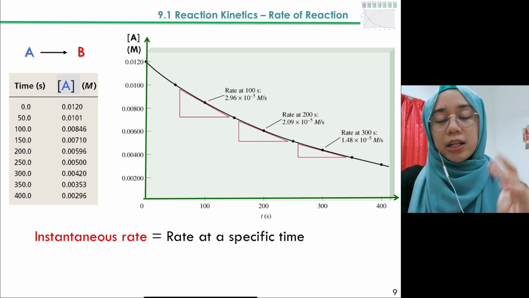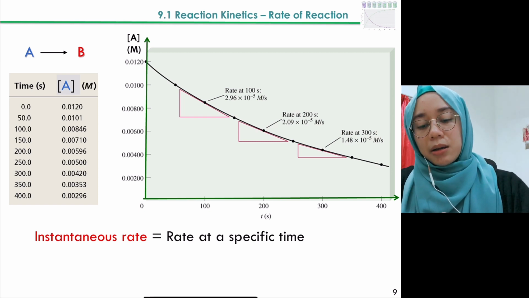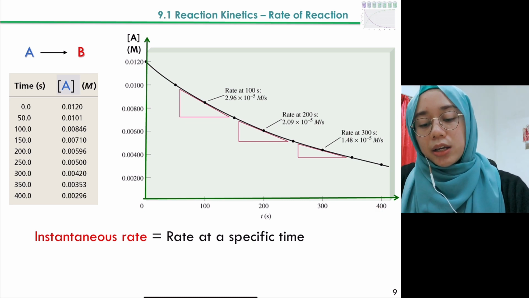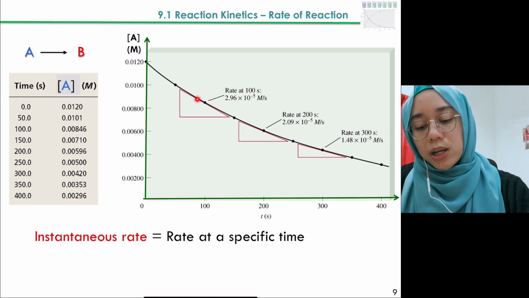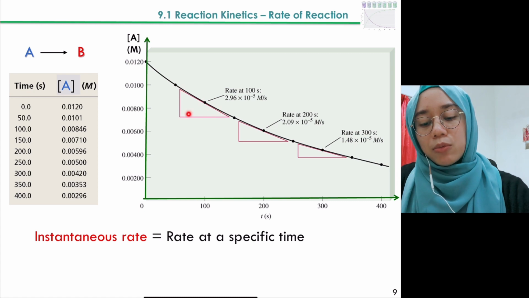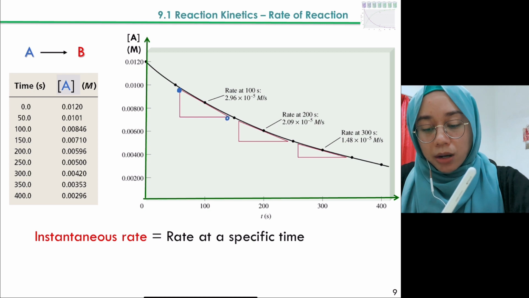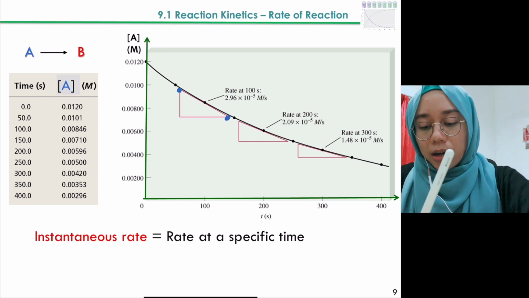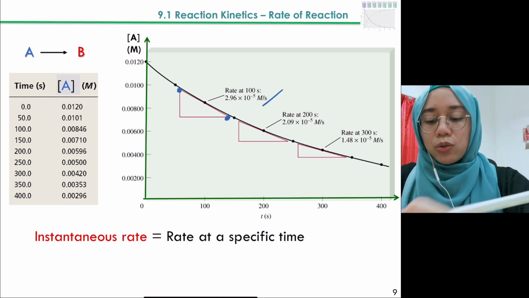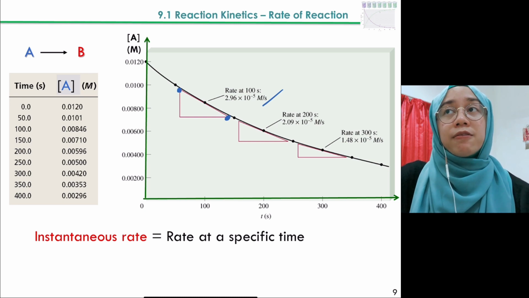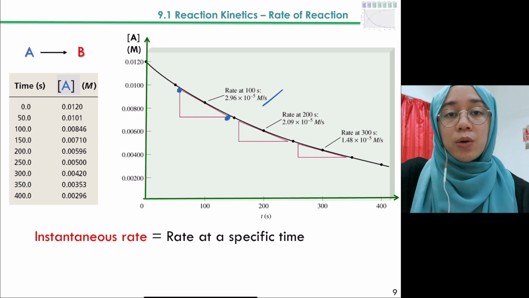So as you can see, dia tak adalah buat line straight memanjang daripada sini sampai sini untuk dapatkan the instantaneous rate. No. Okay, cukup kamu ambil, buat satu line tangent kat situ, and then kamu boleh calculate lah nanti berapa kat sini. So sepatutnya kamu ambil this point, so you will get that the rate is equal to 2.96 exponent negative 5.